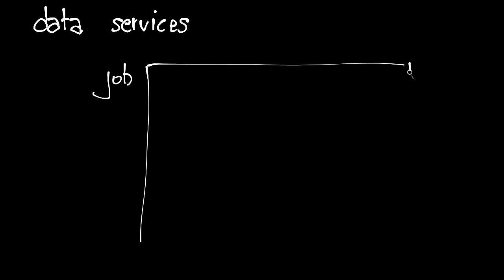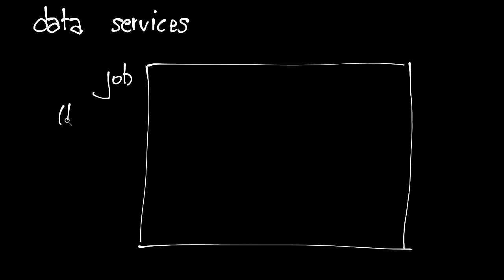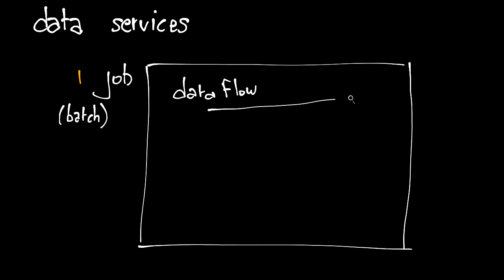In Data Services, we will create a job. The job is the unit of work that the server can execute in batch mode or in real-time mode. We'll create a batch job here. Inside the batch job, you can have one or multiple data flows. The data flow moves data across.